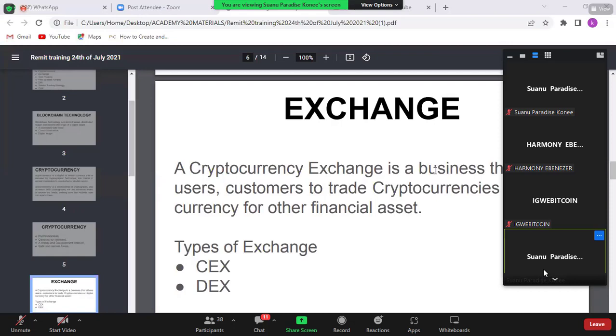Now we have number one what we call a CEX, and then number two we have a DEX. What is a CEX and then what is a DEX? Now a CEX is the same as a centralized exchange, and then a DEX is the same as a decentralized exchange. Right? A CEX is a centralized exchange. A DEX is a decentralized exchange.